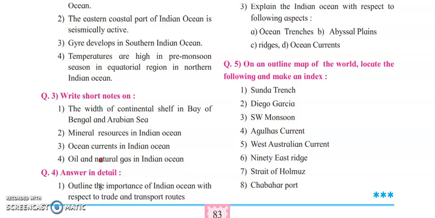Okay. Next is, answer in detail, outline the importance of the Indian Ocean with respect to trade and transport route. Now, the Indian Ocean connects basically three continents, that is Asia, Africa and Australia. The biggest continent is Asia, which covers a lot of area. There are three straits, that is Hormuz, Malacca, and Bab el-Mandeb. These are the three straits.